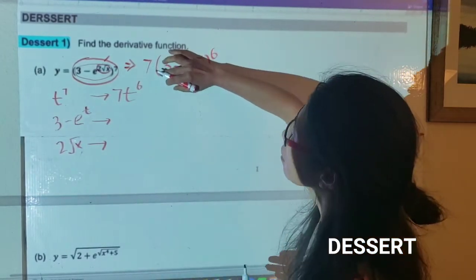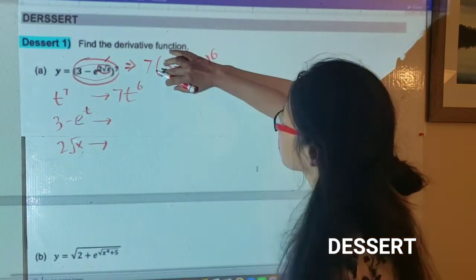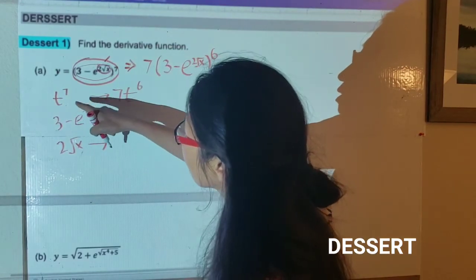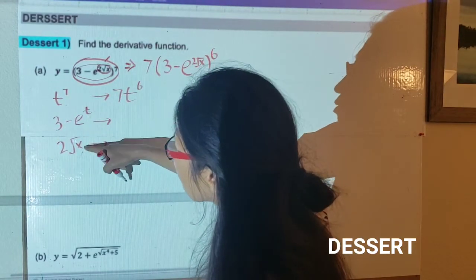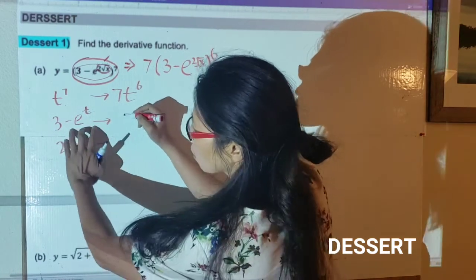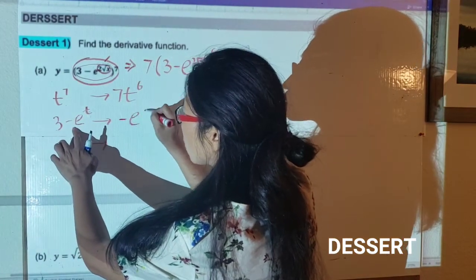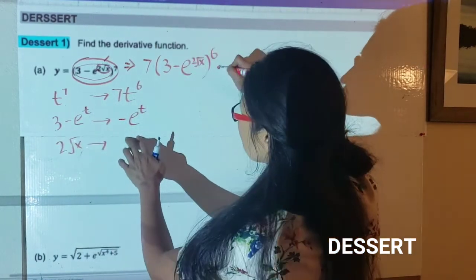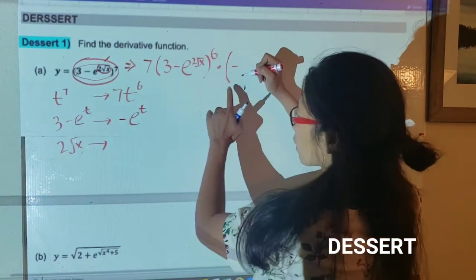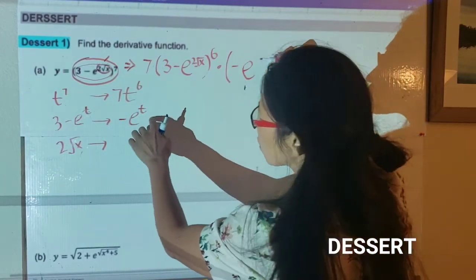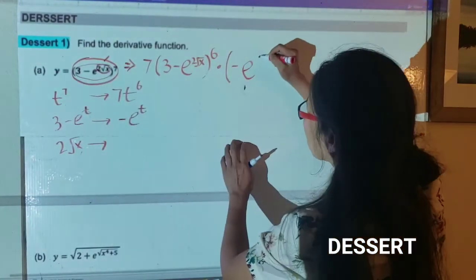Do you see the same pattern? 7t to the 6 power, and now you have to take the derivative of this one. This t is not the same as this t. This t is just a copy down from the previous one, so take the derivative. 3 becomes 0, negative e to the t is negative e to the t. Since I'm multiplying, I'm going to put parentheses so that it doesn't look like subtraction. E to the, what was the t? That was inside the circle. I'm going to copy.